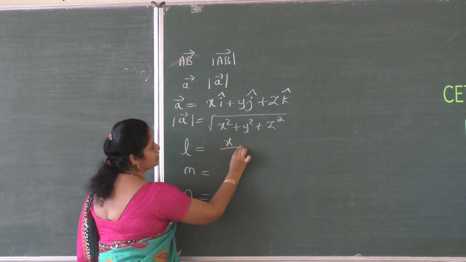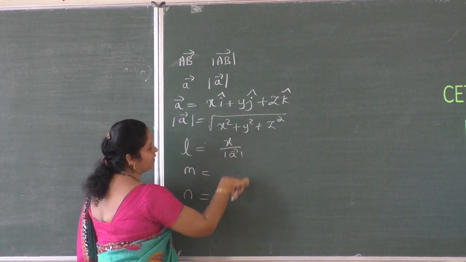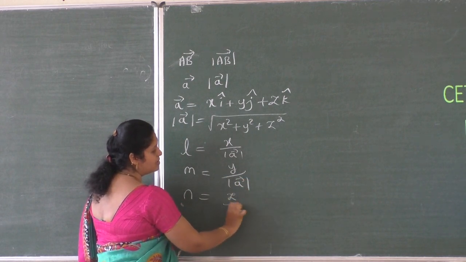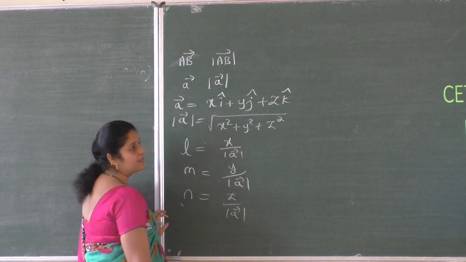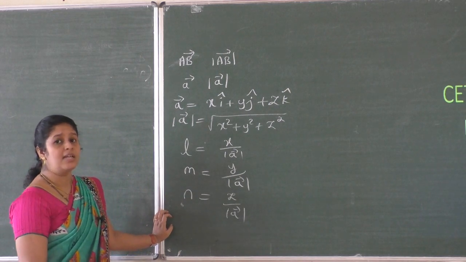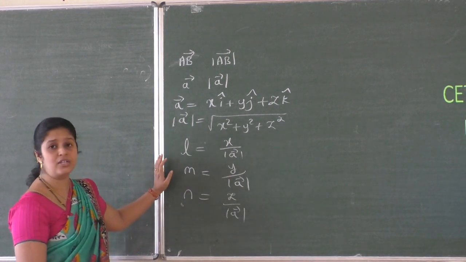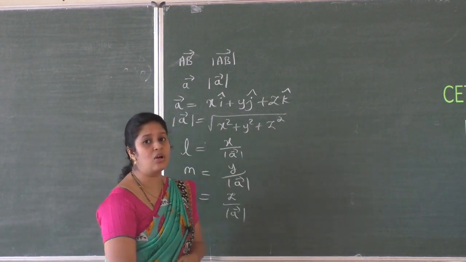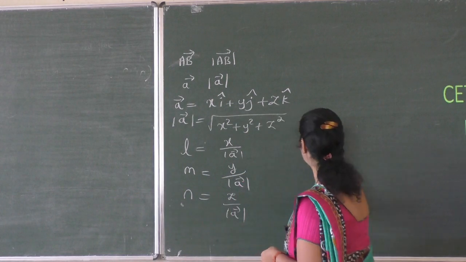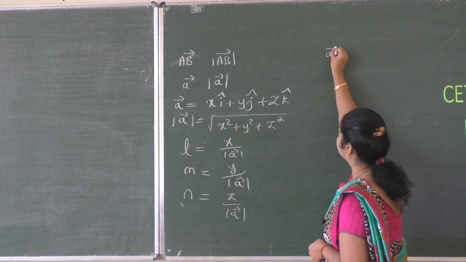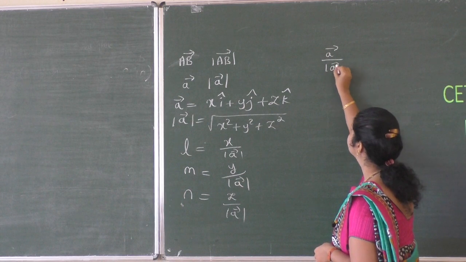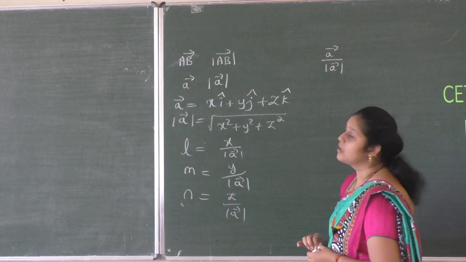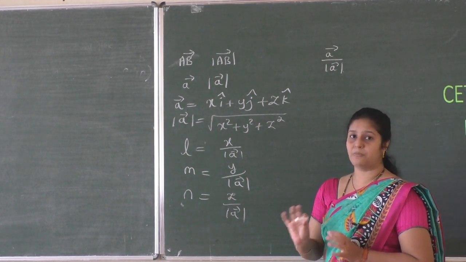L is x by the magnitude of that vector, M is y by the magnitude of that vector, N is z by the magnitude of that vector. If I write a vector, then I can write a unit vector in that direction also. So the unit vector along vector A is vector A by its magnitude. Then we can write in a space.